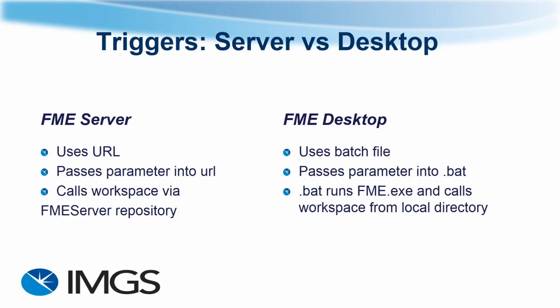Through the desktop, we're actually going to use a batch file. So again, this is going to call the FME executable and also the location of your workspace, and then pass through a parameter, and it's a parameter that will be received in as a publish parameter into your workspace.